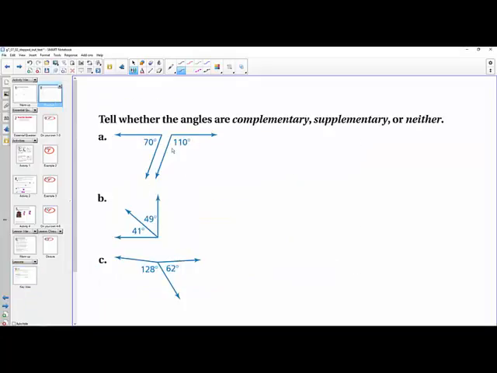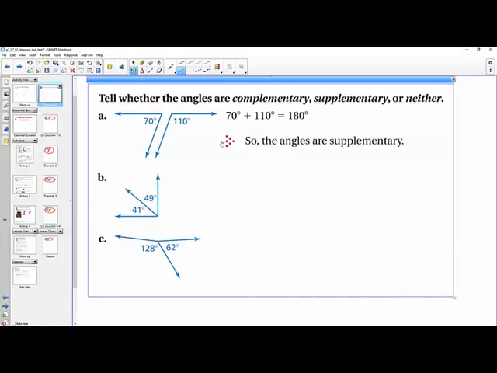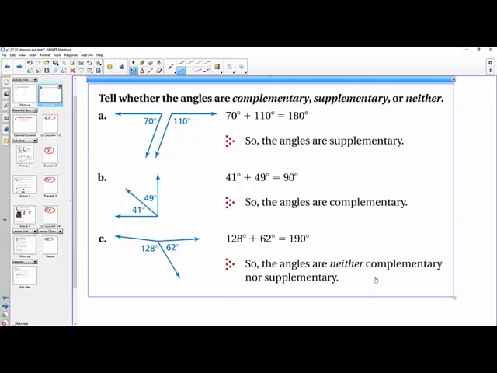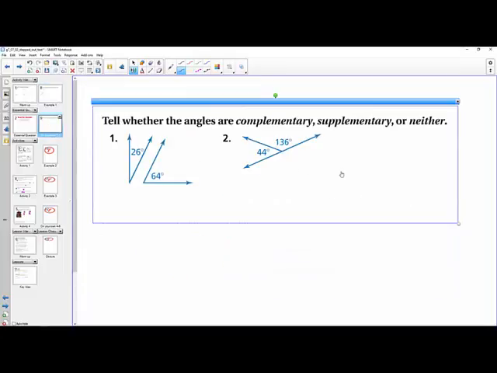So again, if I look at this here, this would add up to 180, so this is supplementary. This here adds up to 90, so this is going to be complementary. This angle here are neither, because if I add them up, I'm going to have 190. Well, that's too much. I want to have 180. So if it's more than it, it's neither.